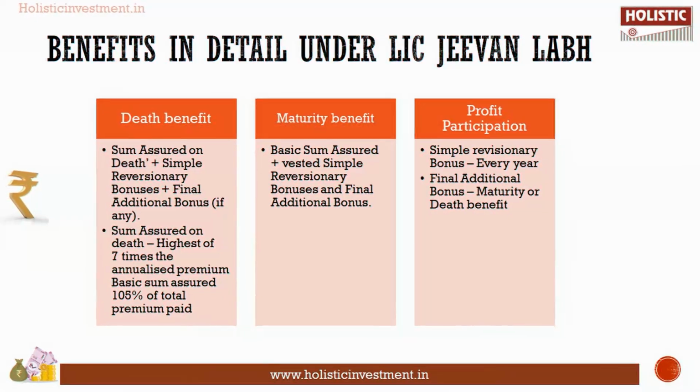Now let us look at the benefits under LIC Jeevan Labh. Death benefit: sum assured on death plus simple reversionary bonus plus final additional bonus if any. Here sum assured on death is the highest of 7 times the annualized premium or basic sum assured or 105% of total premiums paid. Next, maturity benefit. It includes a basic sum assured plus vested simple reversionary bonus plus final additional bonus. LIC Jeevan Labh is a participating policy. The policy holder is entitled to receive simple reversionary bonus as declared by the corporation. The final additional bonus is payable at the time of maturity or death.